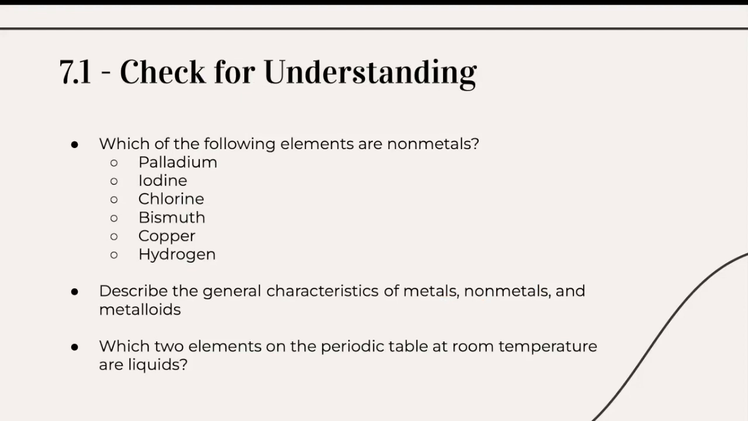And then here's a little check for understanding. You should be able to determine which of the following elements are nonmetals. You should be able to describe the general characteristics of metals, nonmetals, and metalloids. And then also be able to name the 2 elements on the periodic table which are liquids at room temperature.